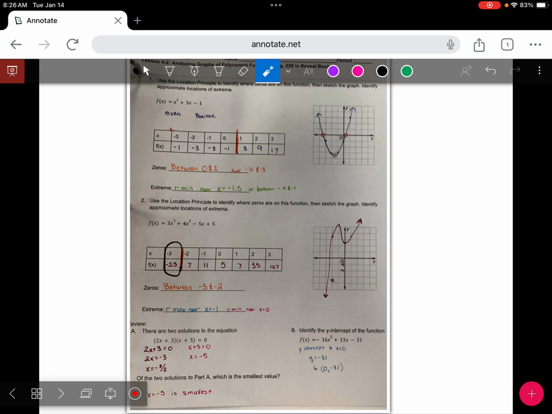The second one, we should have had a root between -3 and -2, a relative maximum near -1, and a relative minimum near x equals 0, because we're looking for those little baby mountains or little baby valleys. Questions on any of those? I can always zoom in if I need to. Okay. Questions on any of those? Okay.